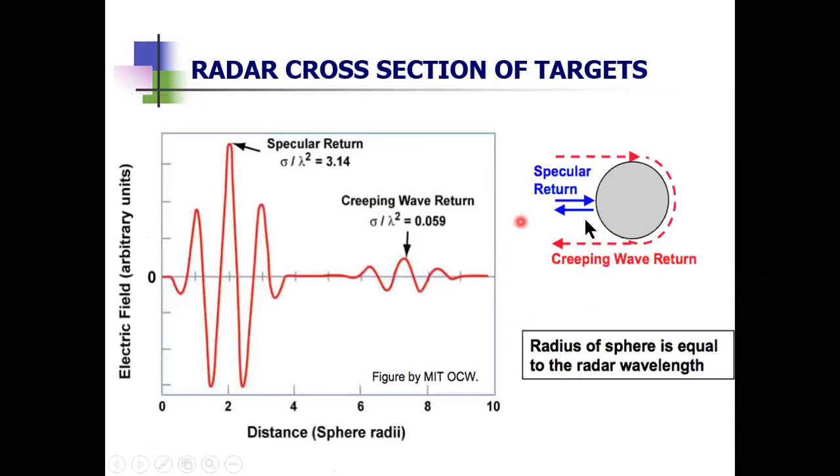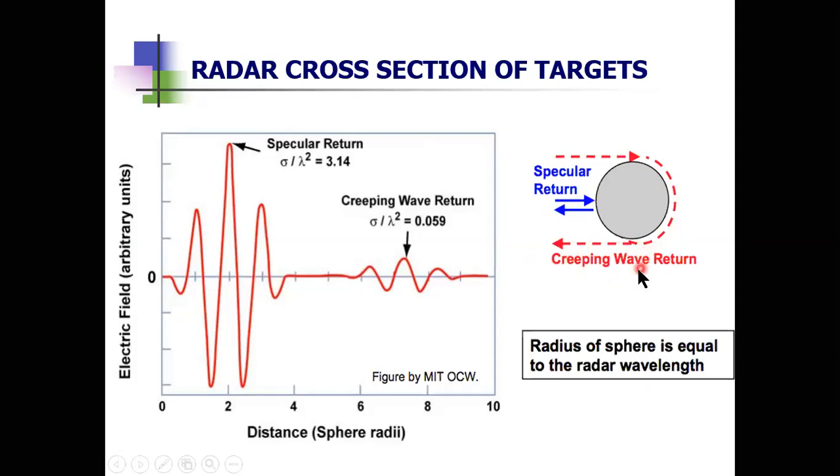One is the direct reflection from the front face. So this is the direct reflection, and this is called a specular return. The other one is the creeping wave that travels around the back of the sphere and returns to the radar. So this is the creeping wave.